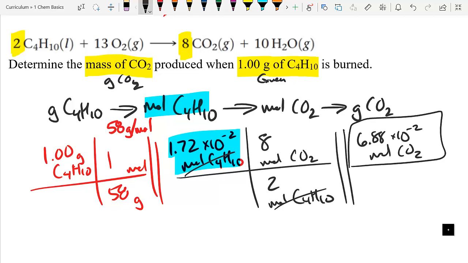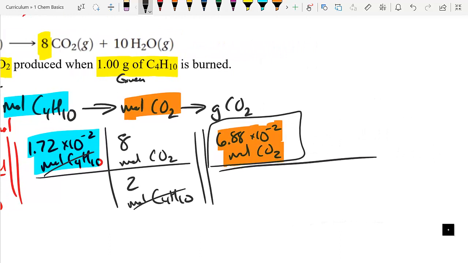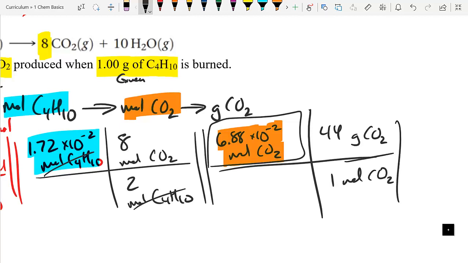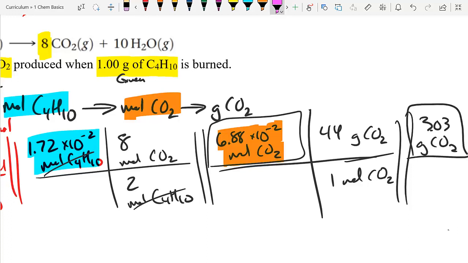Okay? So now that I'm to this point, I'm almost there, right? We've got moles CO2, and that's moles CO2, right? So the final step is to go from moles back into grams, and that's my last stage right here. I'm going to take 6.88 times 10 to the negative 2 moles CO2. We're going to use the molar mass of carbon dioxide, which we have at 44 grams CO2 for every 1 mole CO2. And working that out, you get 3.03 grams of carbon dioxide. So that got us to our final step in the process, grams CO2.